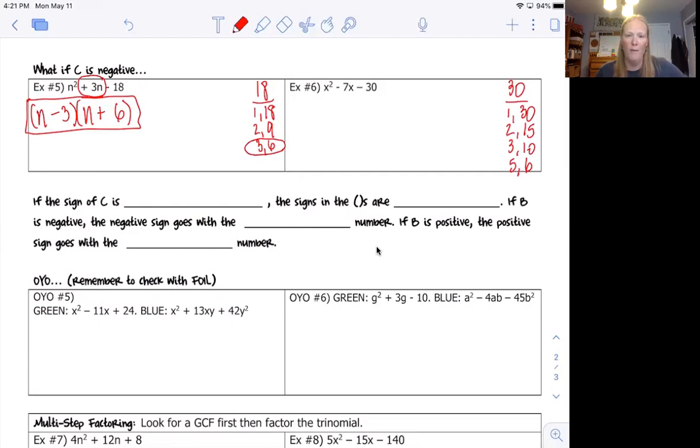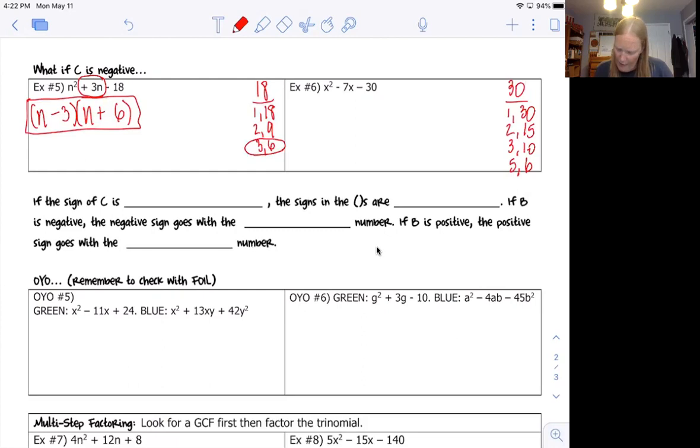I don't even look at what my B is until I've made my whole list. Sometimes people see that first one and just stop and plug it in and it doesn't work. So make the whole list, exhaust all your factors for 30, and then go back and see what you're trying to find. I'm trying to make a 7.